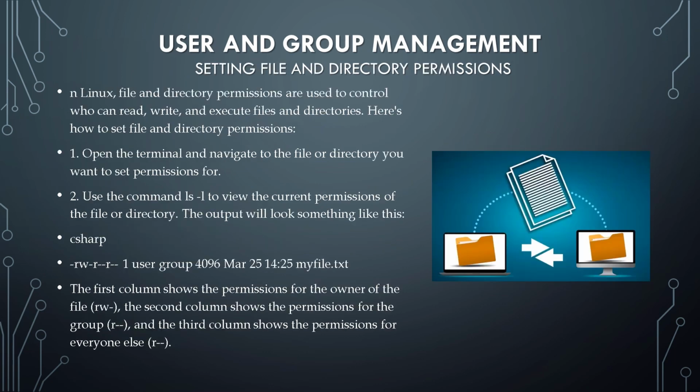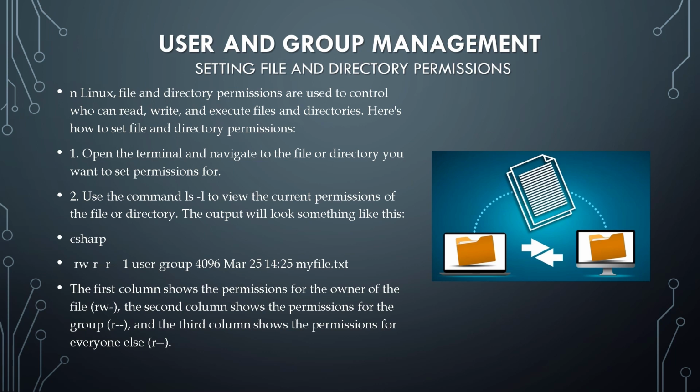In Linux, file and directory permissions are used to control who can read, write, and execute files and directories. Here's how to set file and directory permissions. 1. Open the terminal and navigate to the file or directory you want to set permissions for. 2. Use the command ls -l to view the current permissions of the file or directory. The output will look something like this.